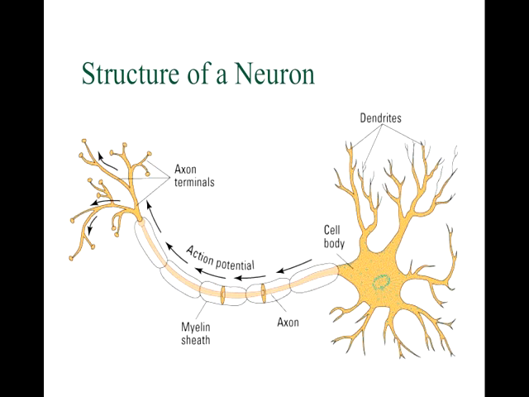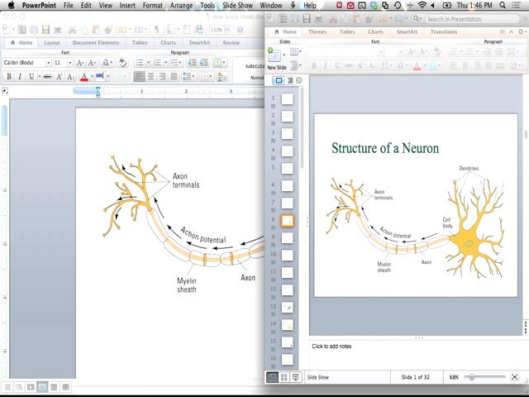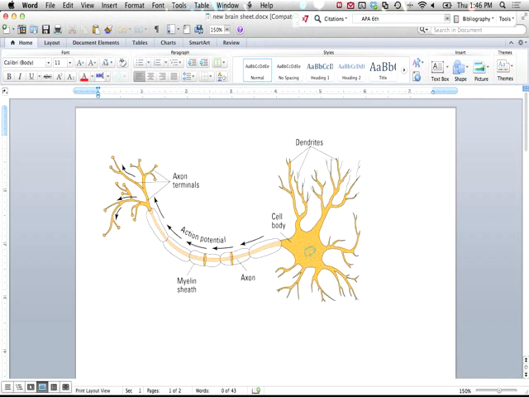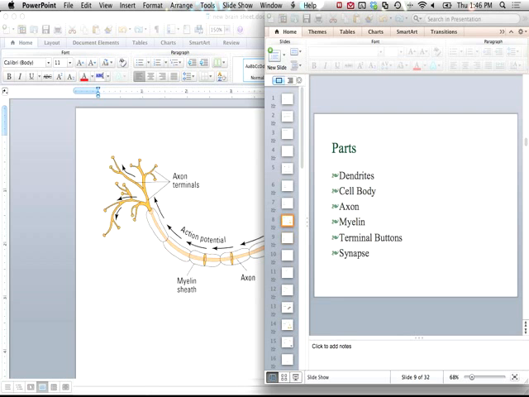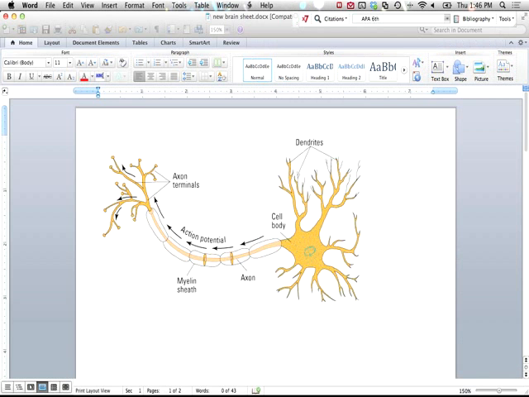Alright, so here's my structure of a neuron. And I'm going to walk through all the different terms that you need to know, which are listed on the next slide. But you'll want to pull up this picture, and be able to write some notes on it. Okay, so let's go back and look here at our list of things that we need to know for the parts.